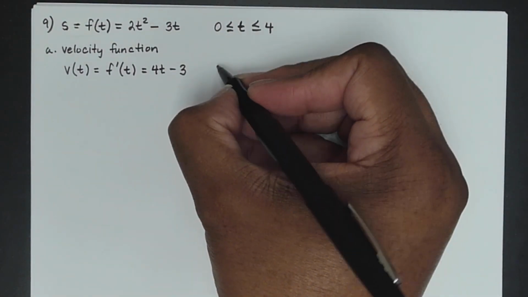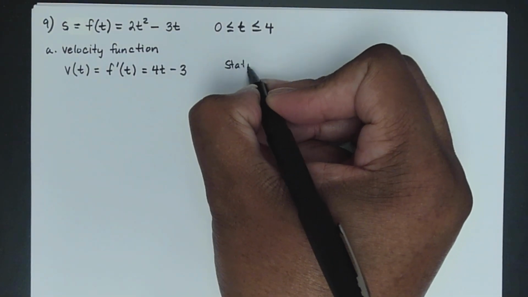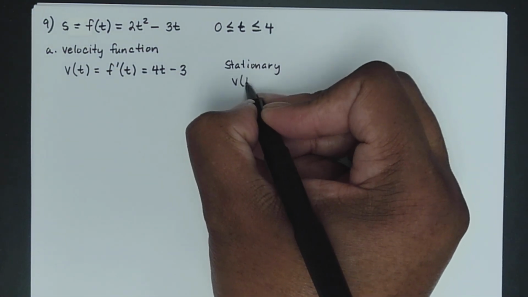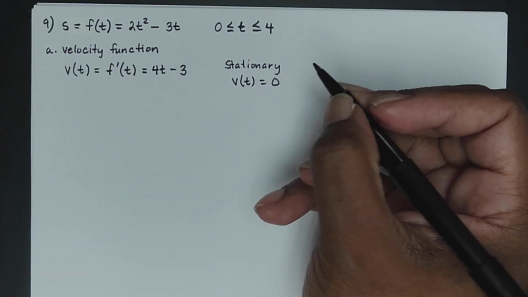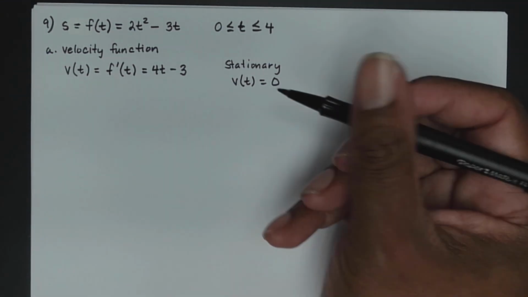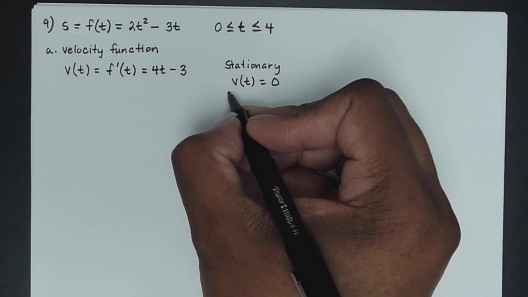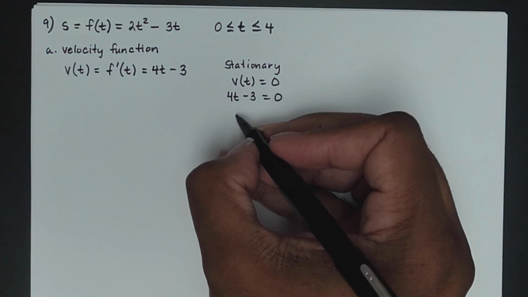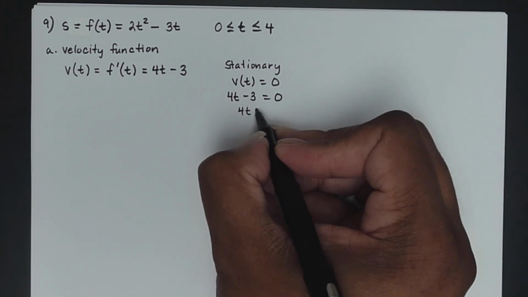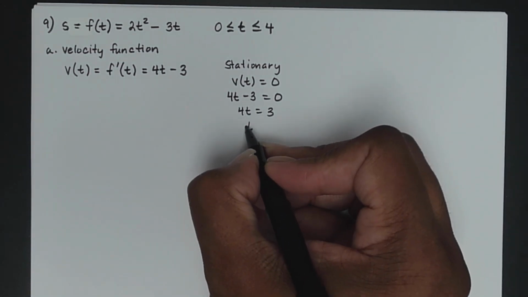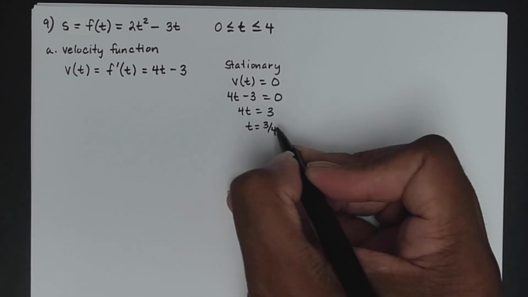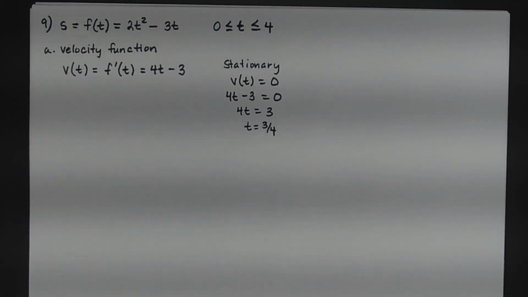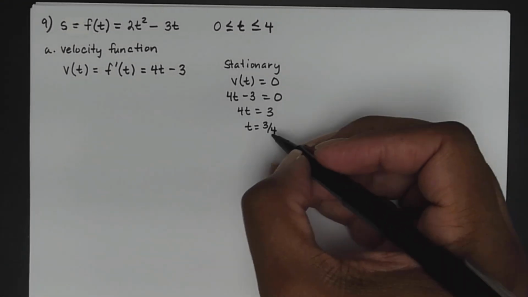To find that out, for it to be stationary, that means the velocity function will have to be equal to 0, or f prime of t will have to be equal to 0. And my velocity function there is 4t minus 3 equal to 0. Now if I add 3 to both sides, I'll get 4t is equal to 3. Divide both sides by 4, you'll get t is equal to 3/4. Okay? So it's stationary at time t equaling 3/4 seconds.